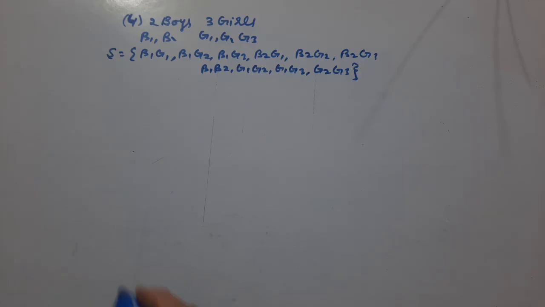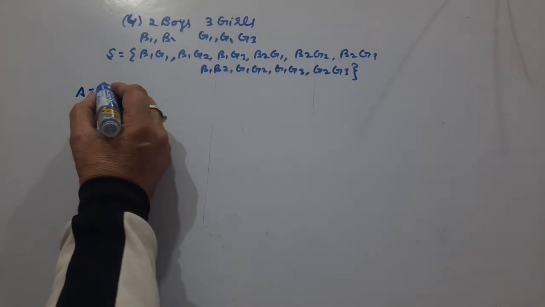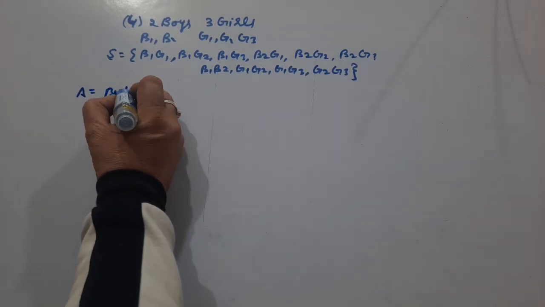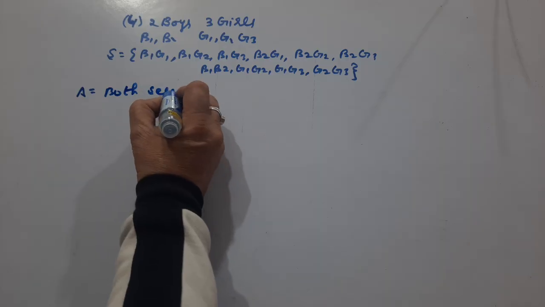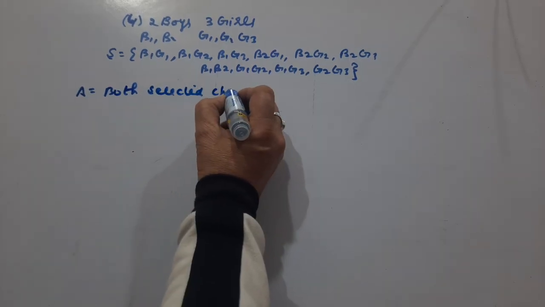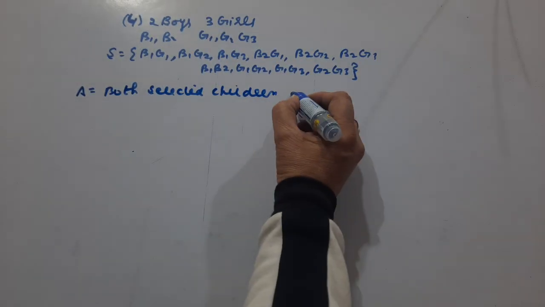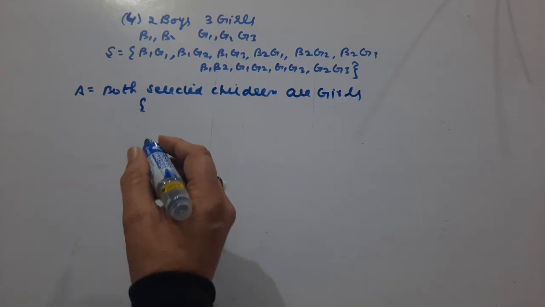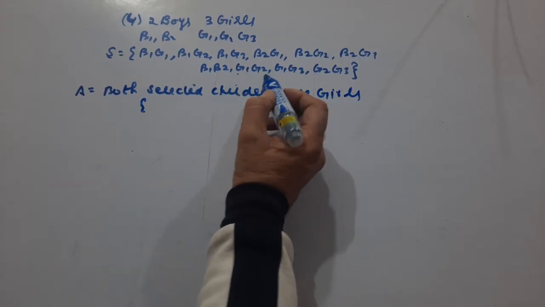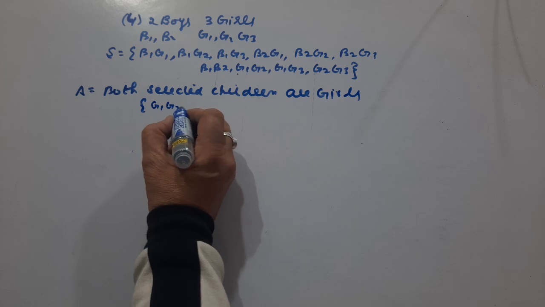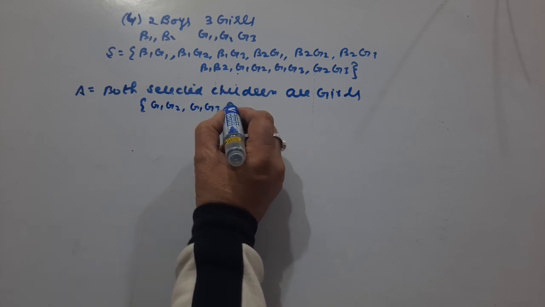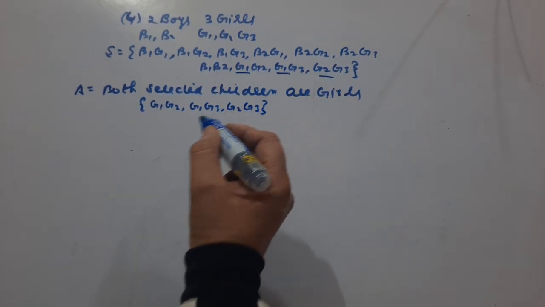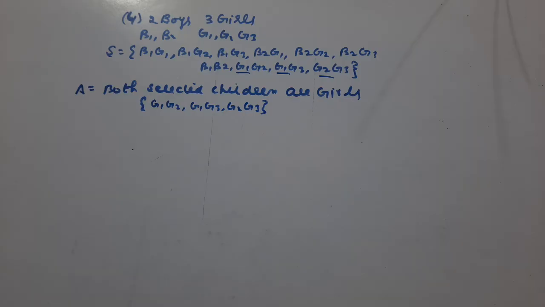Now the first event, event A, is that both selected children are girls. So here the cases from the sample points will be G1 G2, G1 G3 and G2 G3. So these are the cases when both selected children are girls.